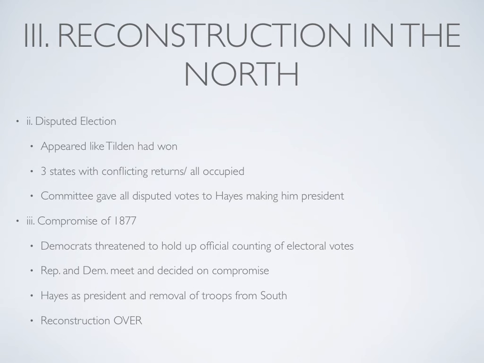And this leads us to the Compromise of 1877. You have Democrats that are threatening to hold up the official counting of the electoral votes indefinitely, so we won't declare who's president. So Republicans and Democrats meet because we have to choose a president. This can't go on. And they decide on a compromise. If the Republicans get Hayes as president, they promise to remove all of the troops from the South. And that's what happens, and Reconstruction is over. So now you have Hayes as president and no more military occupation of the South.